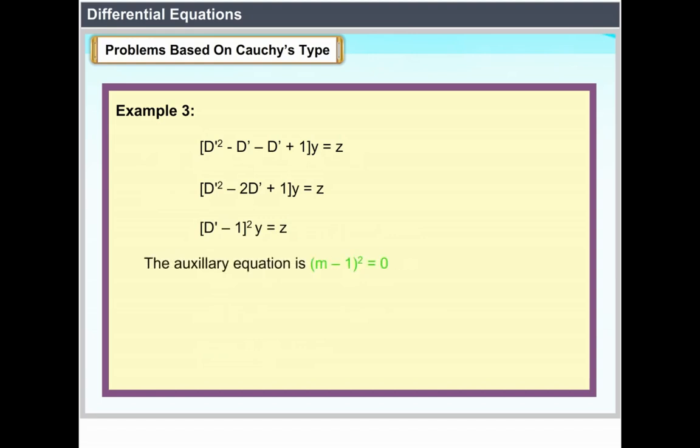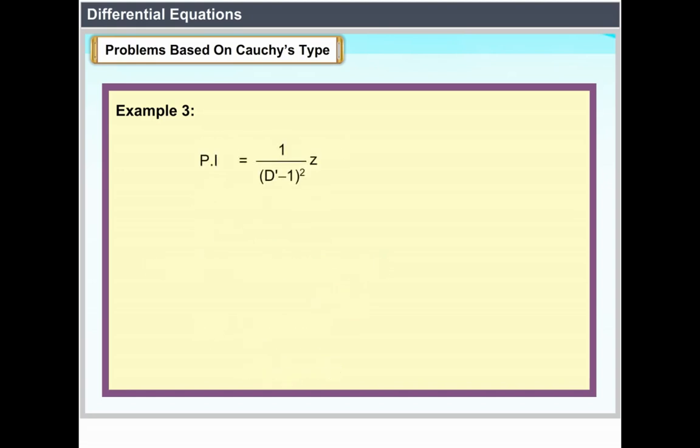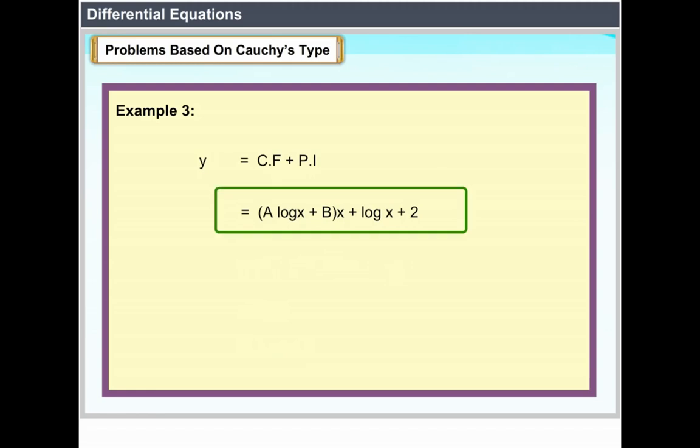The auxiliary equation is (m minus 1) the whole square equal to 0, m equal to 1, 1 by using factorization method. CF equal to (az plus b) into e power z, (a log x plus b) into x. PI equal to 1 by (D dash minus 1) the whole square into z, (1 minus D dash) whole power minus 2 into z, equal to (1 plus 2D dash plus 3D dash square plus etc.) into z, equal to z plus 2, equal to log x plus 2. y equal to CF plus PI, equal to (a log x plus b) into x plus log x plus 2.